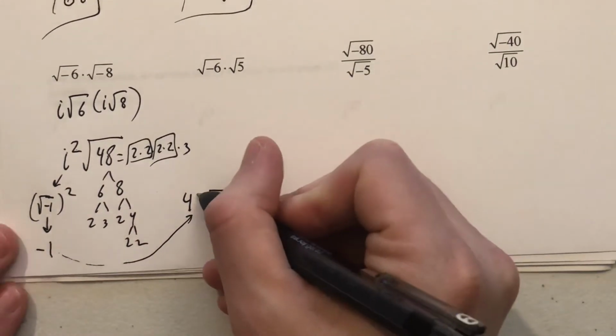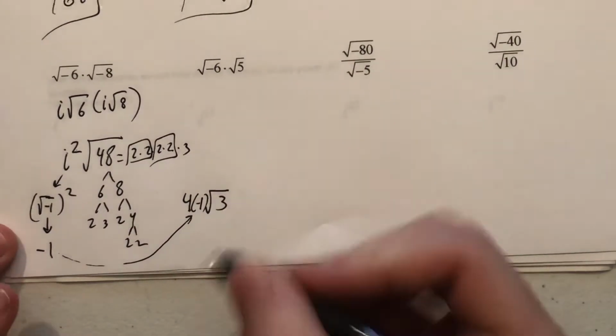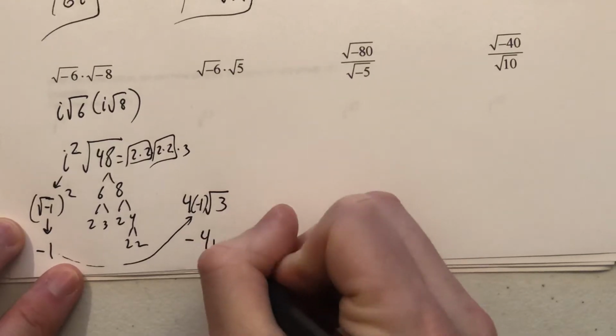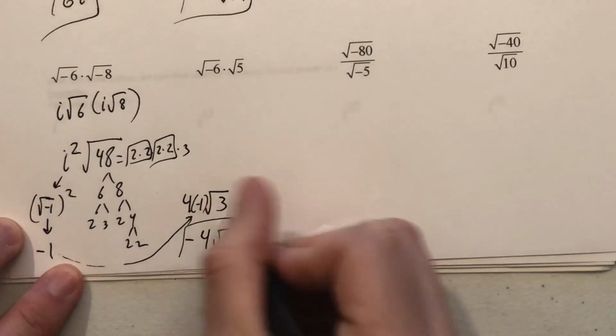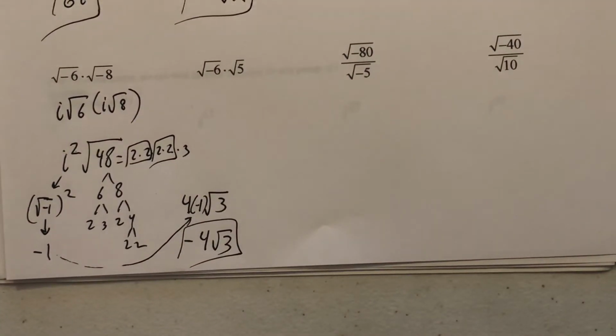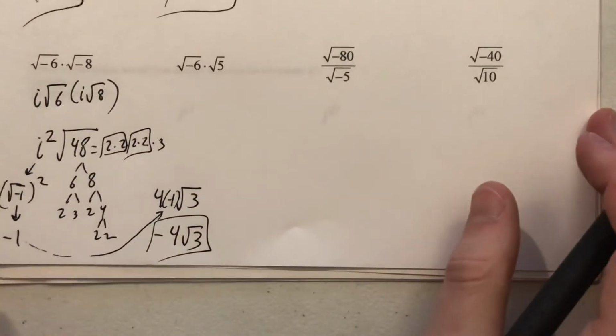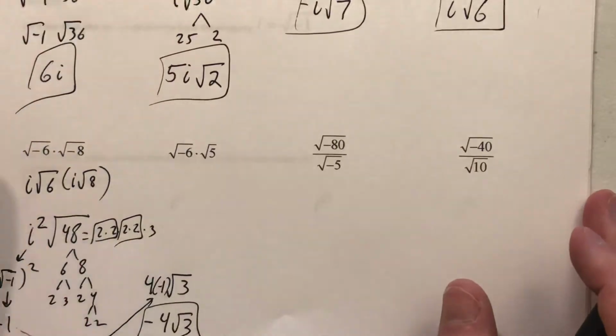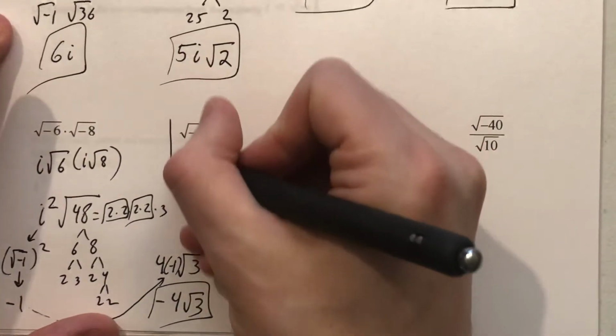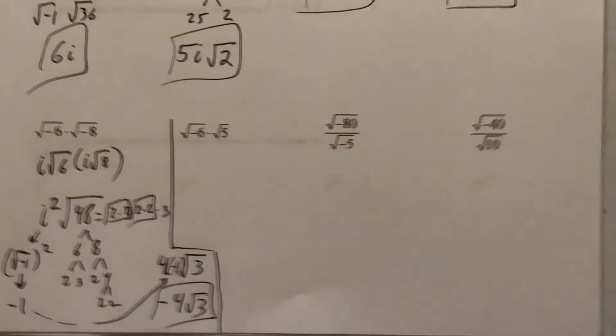So technically there's a -1 there, but that's just 4 times -1. That's just -4 root 3. Our final answer there doesn't involve i at all because of this i squared. So that's something we'll see and actually go into further detail on the next page. But there's just one example of it.